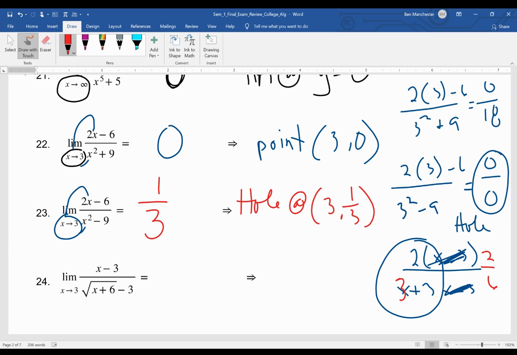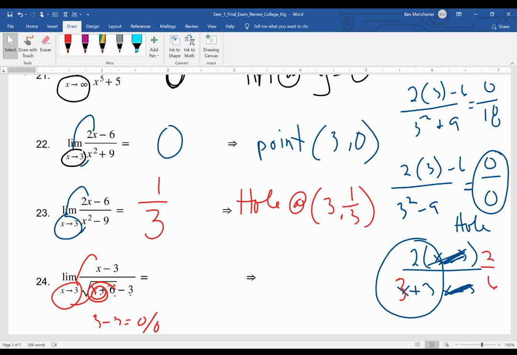And our last one, when we plug in a 3 on top and 3 down here, we get 3 minus 3 is 0, and then square root of 9 is 3. 3 minus 3 is 0. We get 0 over 0 again. So we're going to have to figure out where this hole is also.